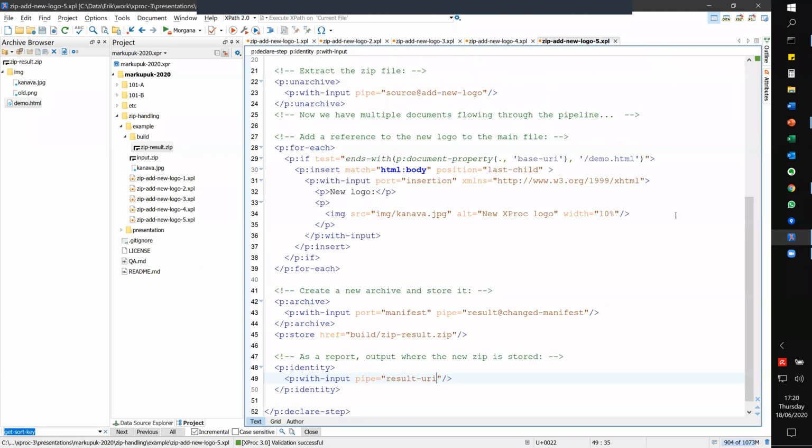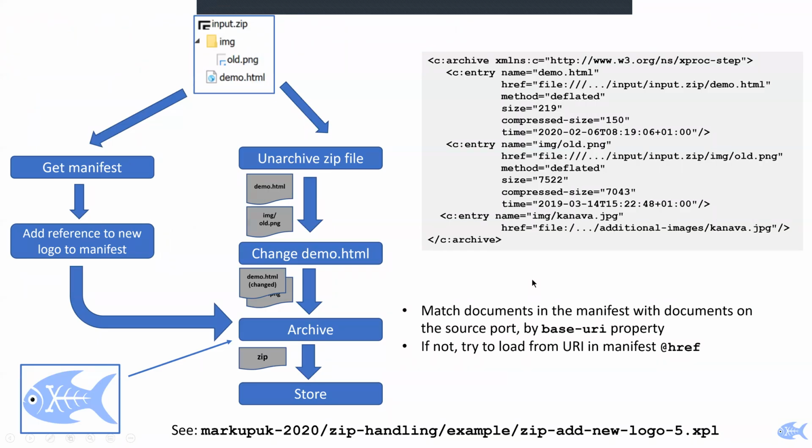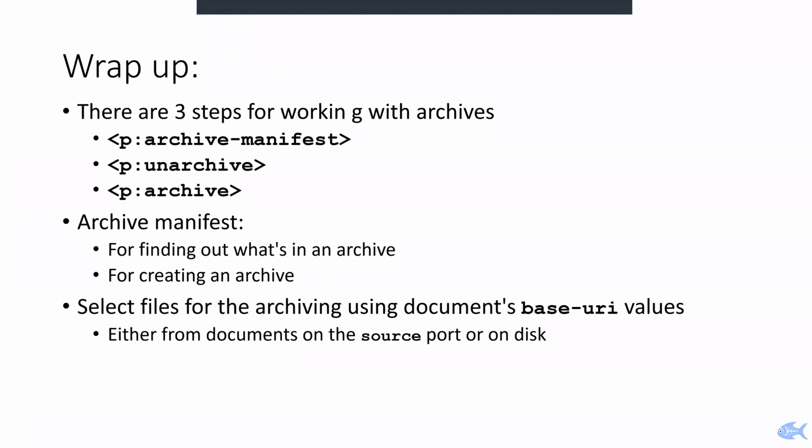So it will be a short webinar today because I'm already done, but I hope it was enlightening. Let me just wrap up. There are 3 steps in XProc for working with archives. The archive manifest step, which tells you what's inside. The unarchive step, which extracts from the archive using the manifest, and you can add filters to get very precise about what you want to unarchive. And the archive step, which creates a new archive.